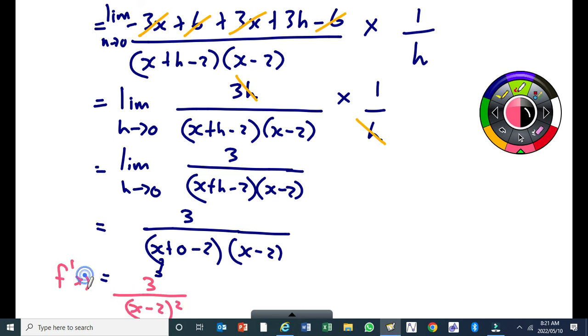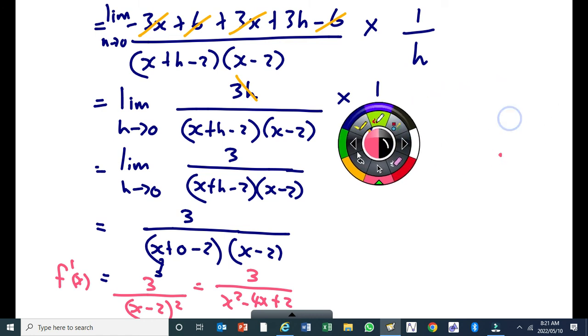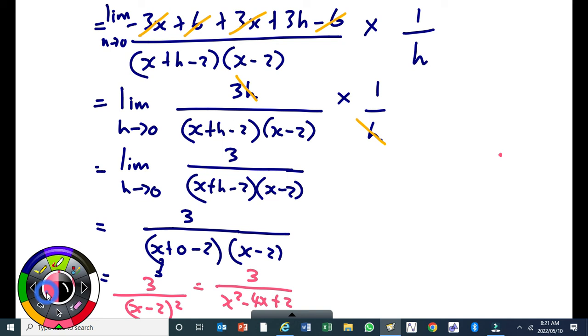Okay, if you want, we can simplify this and write the final answer as 3 divided by x squared minus 4x plus 4. Okay, I saw this answer when I was checking some of your work. So this should be plus 4. Okay, all right. I hope you are following.